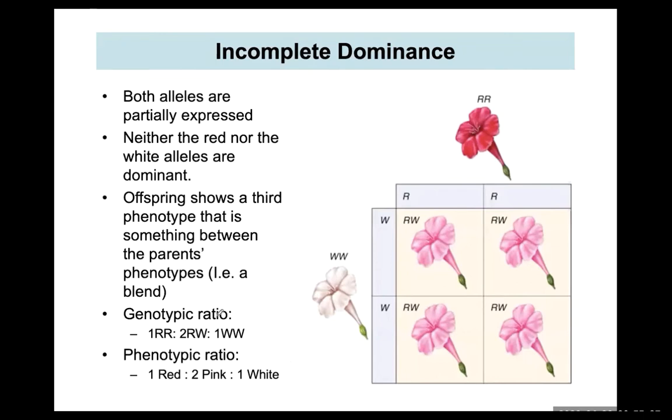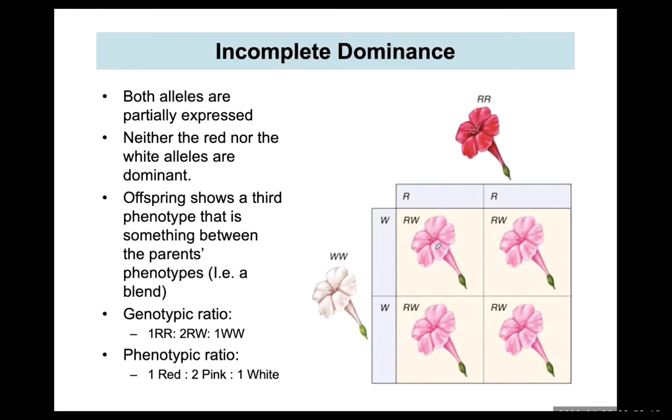So let's look at incomplete dominance. Both alleles are partially expressed. When you cross a red flower with a white flower, according to Mendel's first law, the next generation should show 100% red flowers. But instead of red, they show a pink color.